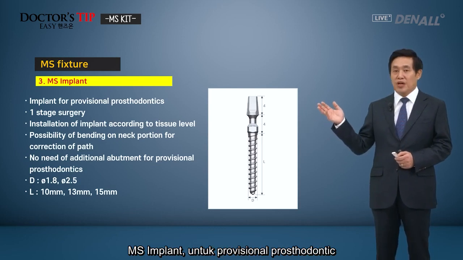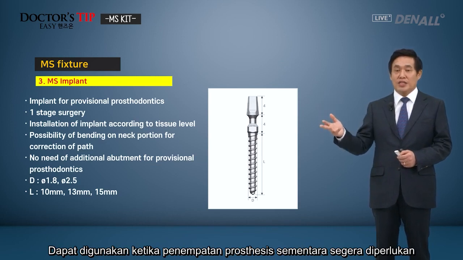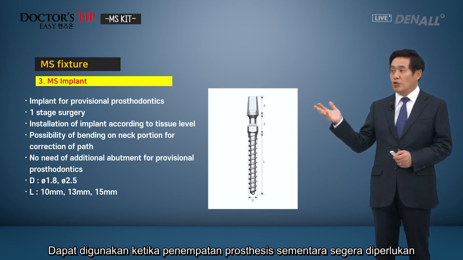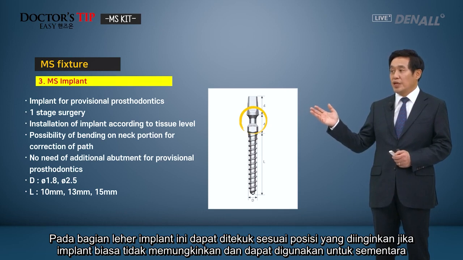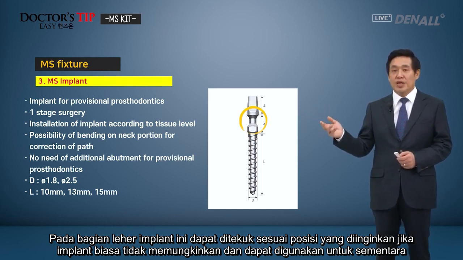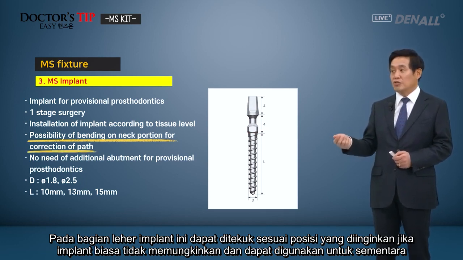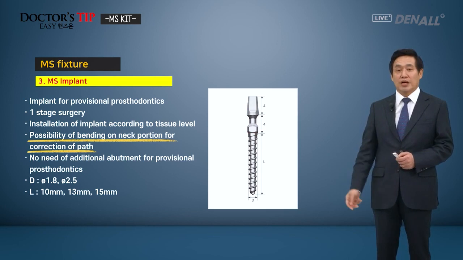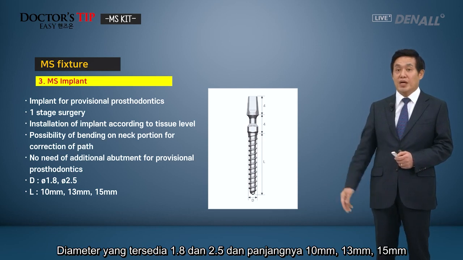And you have an implant for provisional prosthodontics. Like if you use TS and others before as a final implant, and you cannot put a temporary in there, then as a provisional, this implant can be used. And this one, the neck portion, can be bent. So on the position you want, if the implant cannot be placed, this can be used so that you can bend the neck and use it as a provisional. Diameters 1.8 and 2.5, lengths 10, 13, and 15 are available.